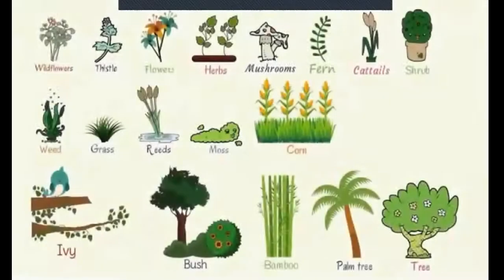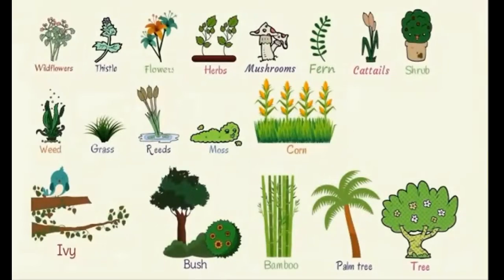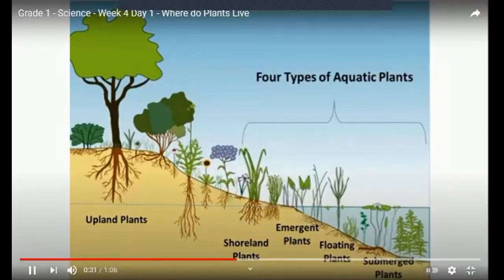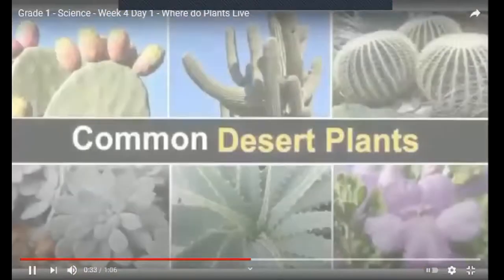Now you can see these are different plants: wildflowers, wheat, grass, reeds, moss, corn. These are all different types of plants. Bush, bamboo, palm tree. Now 4 types of Arctic plants. Now these are the air plants that grow in Arctic regions, and these are upland plants. You can see these are shoreland, emergent, and all.